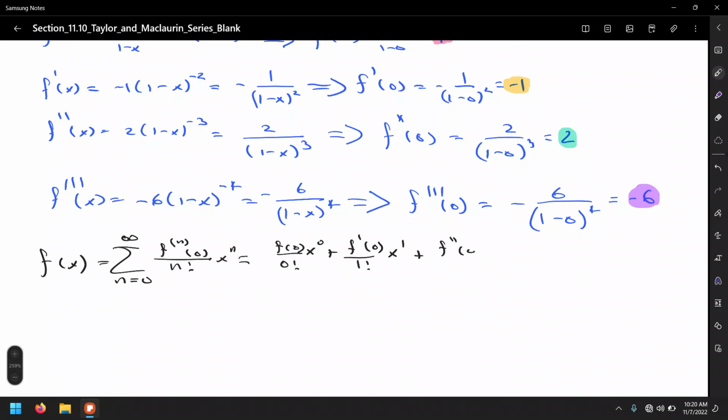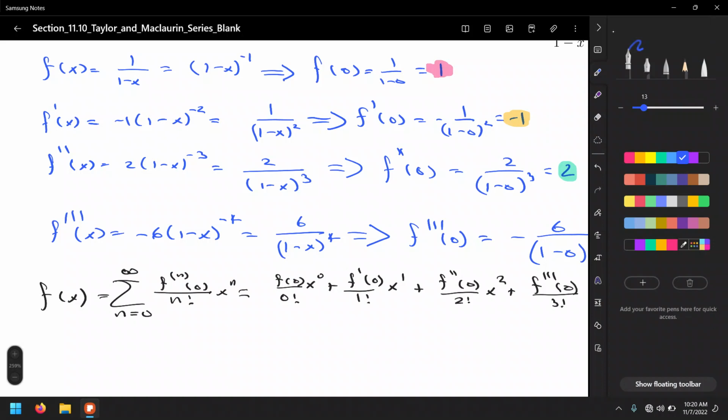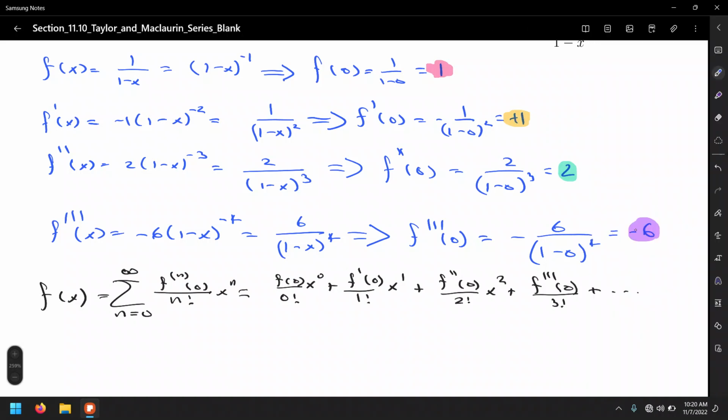And f double prime at 0 over 2 factorial x squared plus f triple prime evaluated at 0 over 3 factorial, and plus, this one just goes on forever. Alright? So, let's see. Actually, I think I did a few sign mistakes. Did I? Yes. All of them are supposed to be positives, not negatives. I didn't take into account the mini chain rule here. Let me just fix this real quick. I'm just going to put plus signs to indicate that they're all positives. Okay?